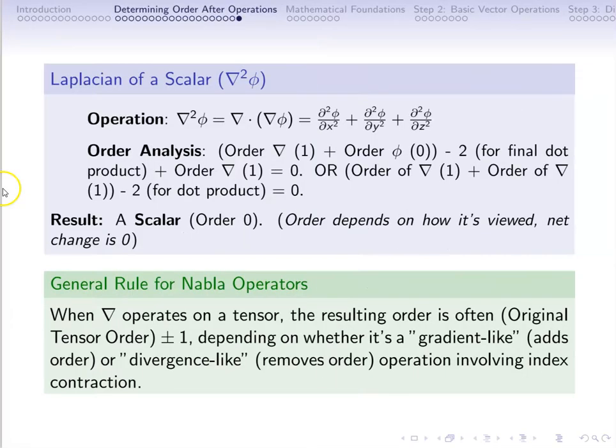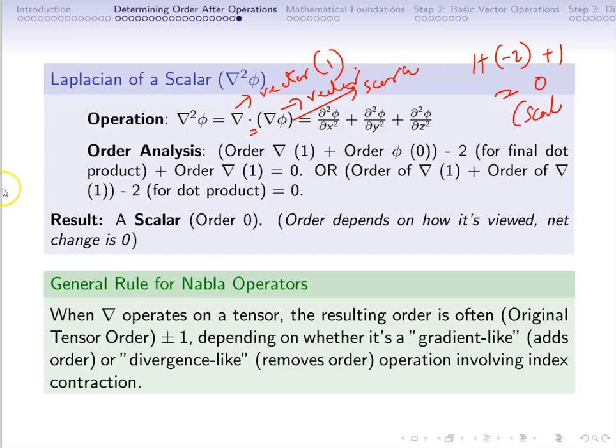Next is the Laplacian of a scalar. The Laplacian, Nabla square phi, means Nabla dot Nabla phi. Here Nabla means a vector, order 1. Nabla again a vector, and phi is a scalar. Because of the dot, minus 2, so 1 plus 1 minus 2 plus 0, that is 0, meaning scalar. So Nabla square phi, or the Laplacian of a scalar, is a scalar only, because it is a 0 order tensor.